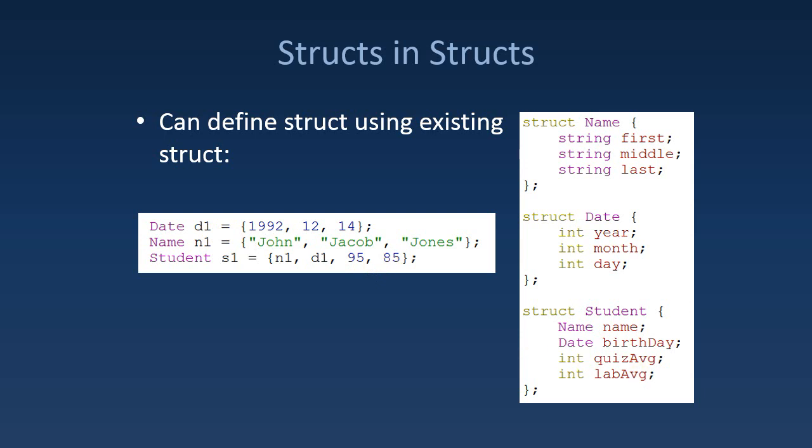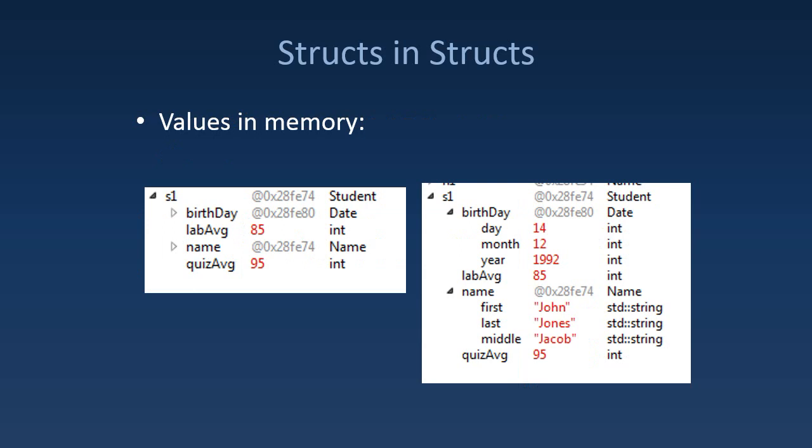Once I did that, if I go peek in the debugger, so I declare a student S1 and I've initialized it, it's going to look like this. Right? Student consists of the birth date, lab average, name, quiz average. And the birth date and name, I can see their type is date and name respectively. I can crack those open and go look at the individual pieces.